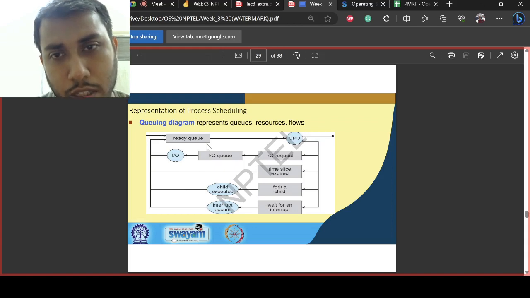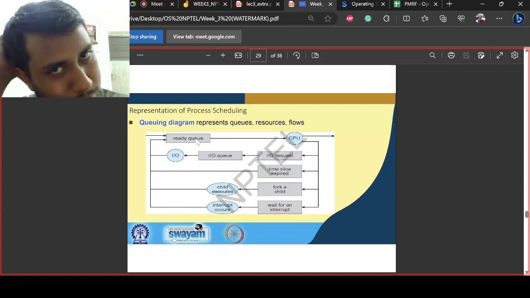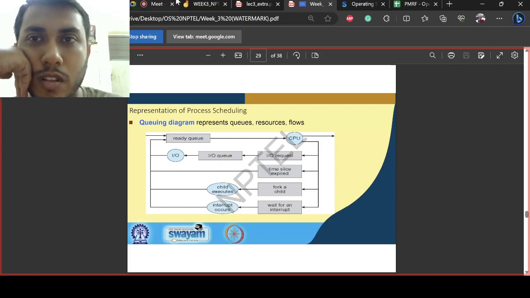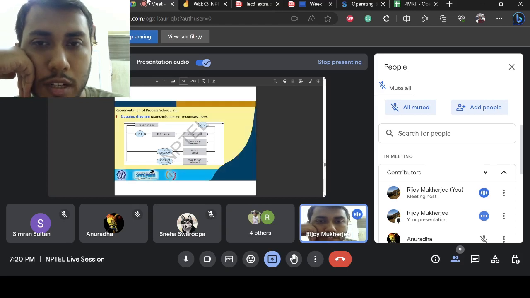So from the ready queue it goes to the CPU. On an IO request, it comes back to the ready queue. When the time slice expires, it comes back to the ready queue. If it forks a child, it comes back to the ready queue. When waiting for an interrupt occurs, it comes back to the ready queue. So it's quite open, how it happens.